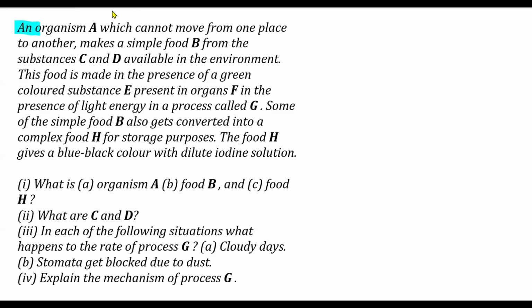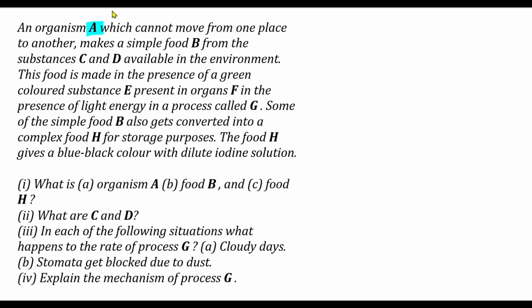This is a case study question. It says that an organism A which cannot move from one place to another makes a simple food B, which has to be glucose. Further, from substances C and D available in the environment. So clearly, what is A? A has to be a plant.